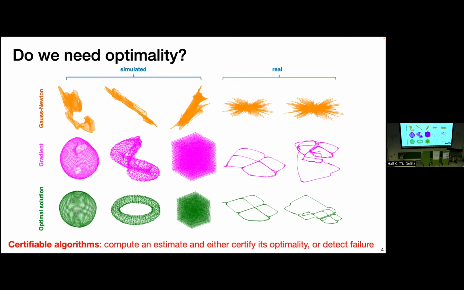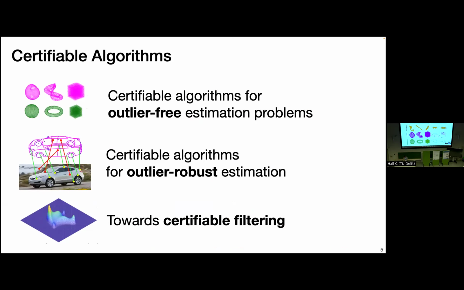And the bottom line was saying something like, that's why over the last 10 years, we've been focusing our effort on the design of what we call certifiable algorithms. Certifiable algorithms compute an estimate, compute a solution to an optimization problem, and either certify that the solution is optimal or will declare failure otherwise. Okay? So we want algorithms that are able to assess if they got an optimal solution or not.